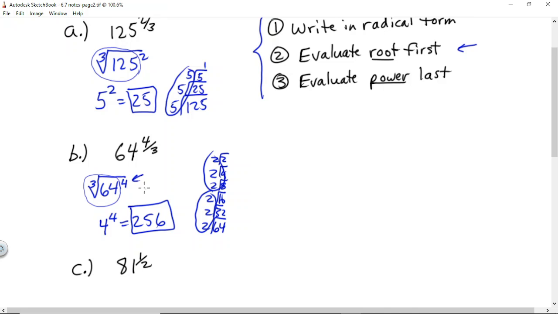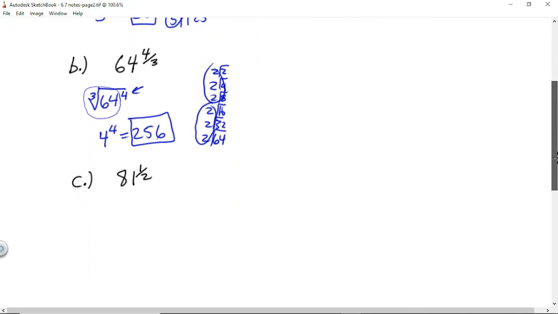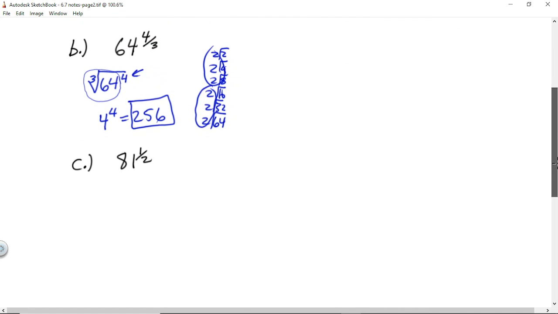Now we could, of course, do 64 to the 4th power and then take the third root of that. We don't want to do that, right? That's going to be a really, really big number. And so that's not a practical way to do it. Okay, one more.